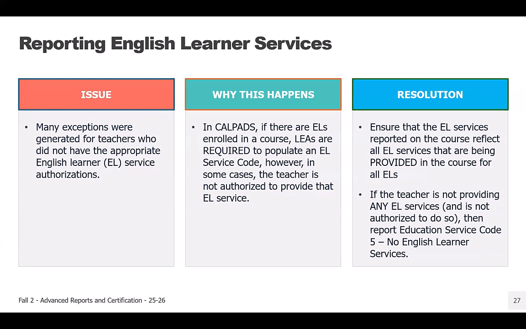So the key is to avoid this at all costs and don't assign English learners to teachers who don't have the appropriate authorizations. So you want to make sure that you work with your credential analyst at the beginning of the year to ensure the courses are populated correctly.